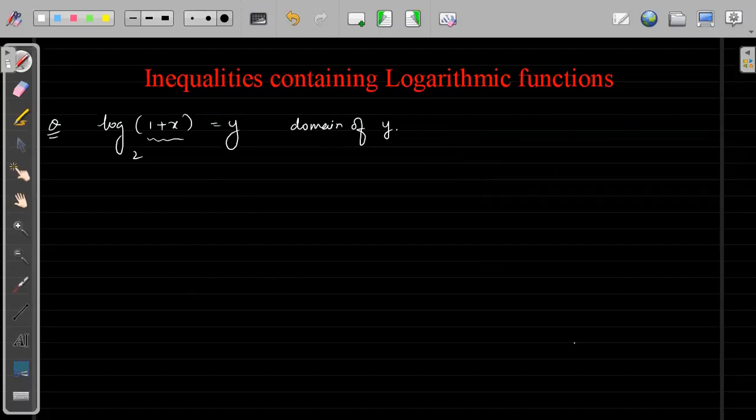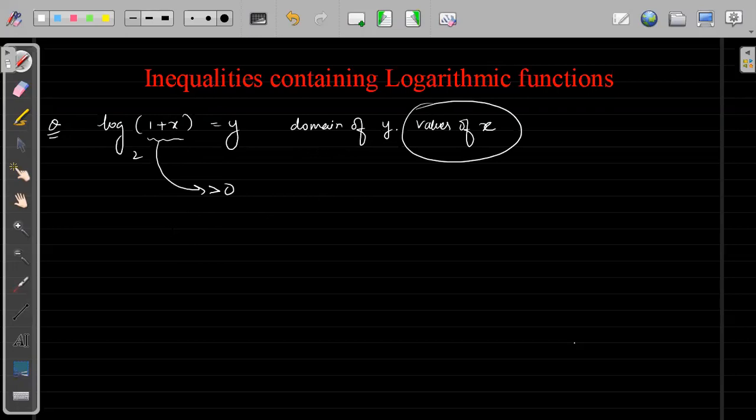Okay, see all. Domain means what? The values of x, the values of x which it can take, right? This part should be greater than 0, so 1 plus x should be greater than 0. That means x should be greater than minus 1. The domain is x greater than minus 1, so the domain becomes minus 1 to infinity. Yes or no? Just check it once again, the domain will become minus 1 to infinity.